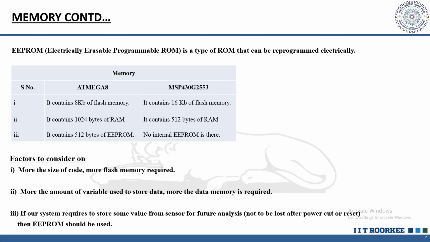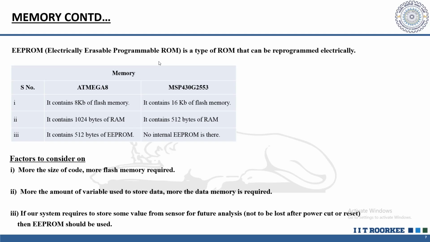EEPROMs, as you can see, are a type of ROM that can be reprogrammed electrically. The comparison is: ATmega8 has 8 KB of flash, while this one has 16 KB of flash. Flash is a type of ROM which is used to store program memory. And for RAM they are 1024 bytes, here 512 bytes. And for EEPROM, here it is 512 bytes. Here there is no internal EEPROM present in the MSP430.